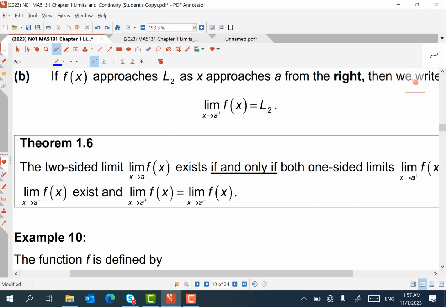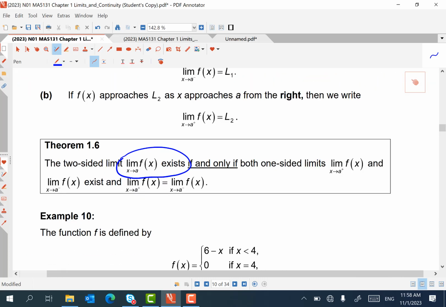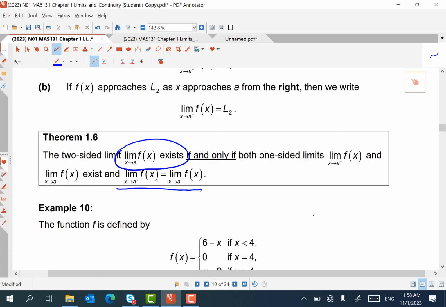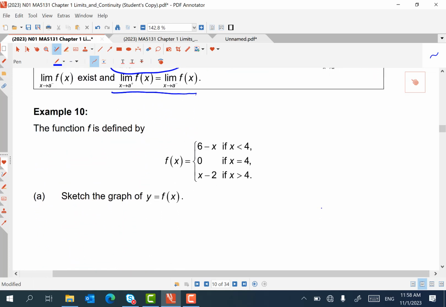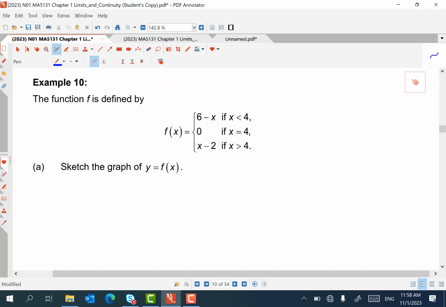Now class, when you write statements like this, you want to know that this refers to the two-sided limit. And for this two-sided limit to exist, what this box says is the left limit and the right limit must exist and they must be identical. Then the two-sided limit is deemed to exist. So let's look at this example 10. I'd like you to sketch the graph for example 10. Can you all now spend some 30 seconds to sketch example 10?